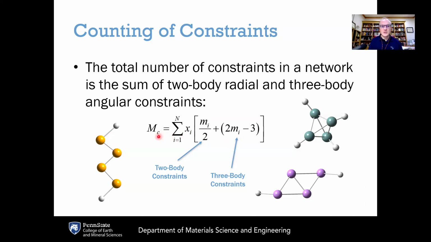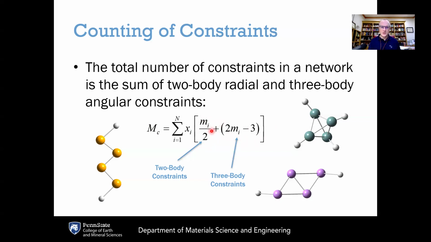So what we need to do here in order to sum up the total number of constraints here, this capital M sub C, is that we need to sum up over all of the two-body radial constraints and all of the three-body angular constraints in the system. And what we have here on the right-hand side of this equation is we're just summing up over all the mole fraction of each of these species over all the different species here, I. And then for each one of those species, based on its coordination number, M sub I, we can get the total number of two-body constraints and the total number of three-body constraints.